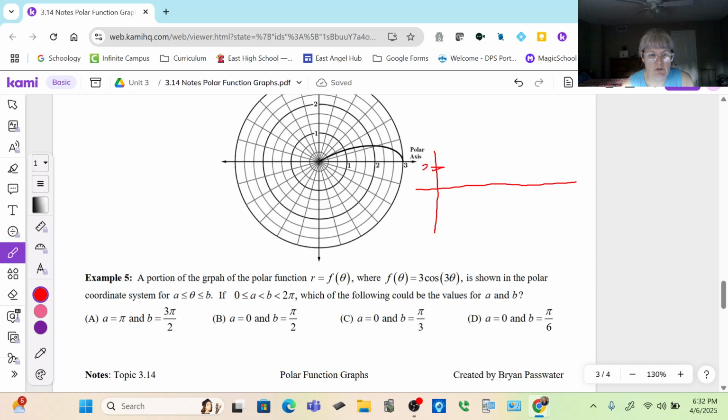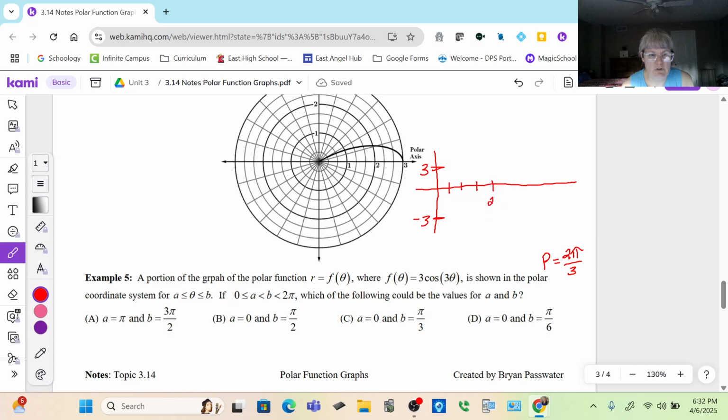So we're still 3 and 3. However, this time we're thinking cosine, so we're going to be starting at a maximum or a minimum. Because it is positive, I'll be starting at 3. But my period is going to be 2 pi over 3 because my B value is 3.